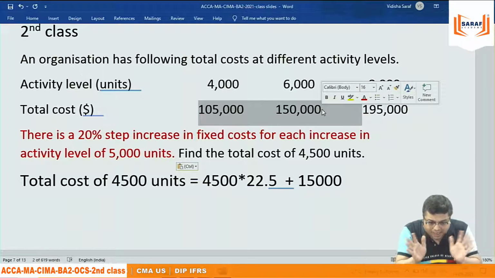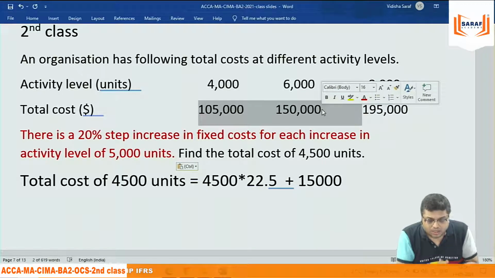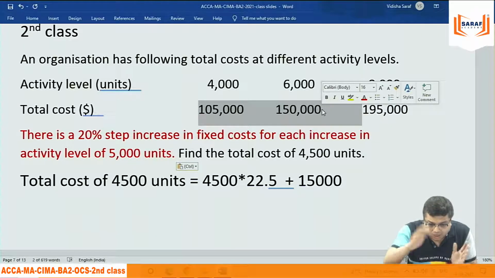But the question says that is not the situation. The question says that in 1,05,000 some fixed cost is there, and in 1,50,000 fixed is more. In 1,50,000 fixed is 20% more. So I can't say that 45,000 is variable. So I can't say that 22.5 is a variable cost. Wrong.